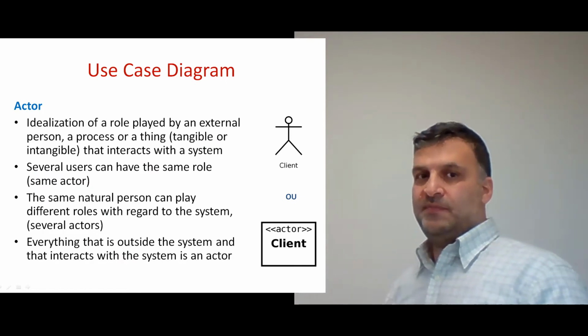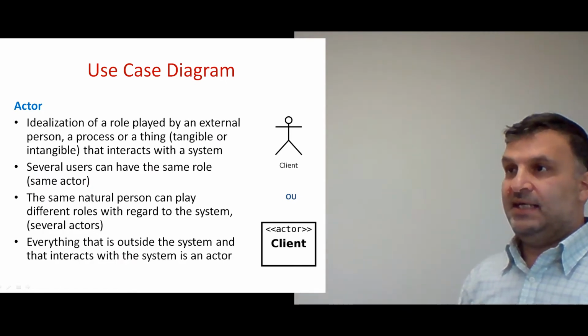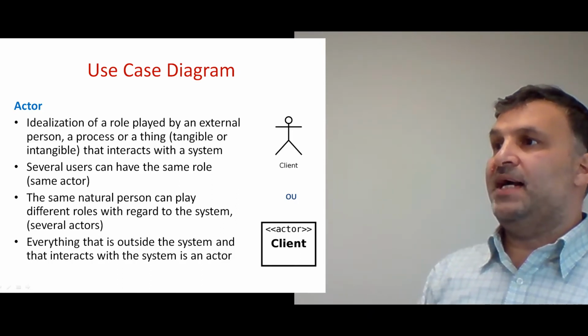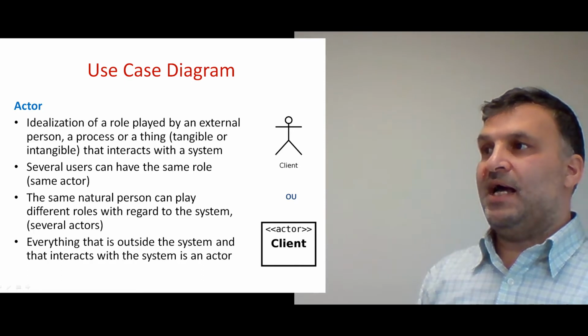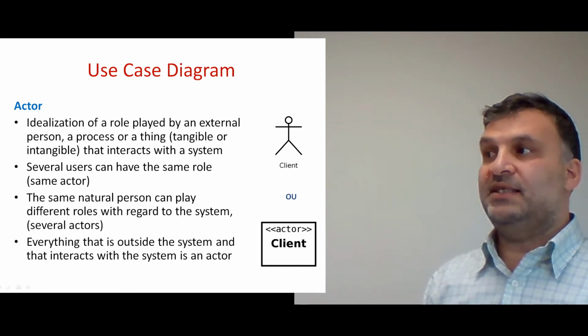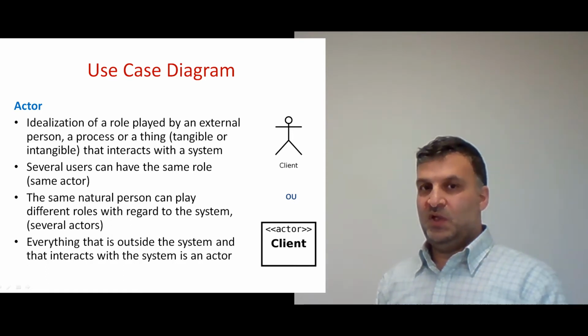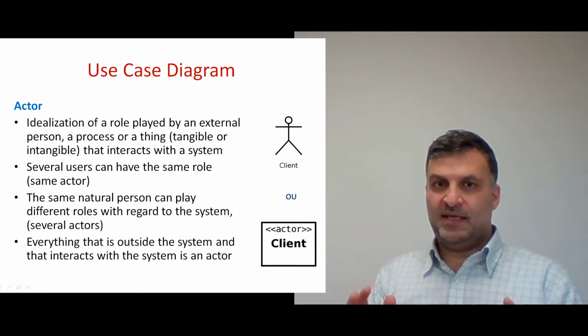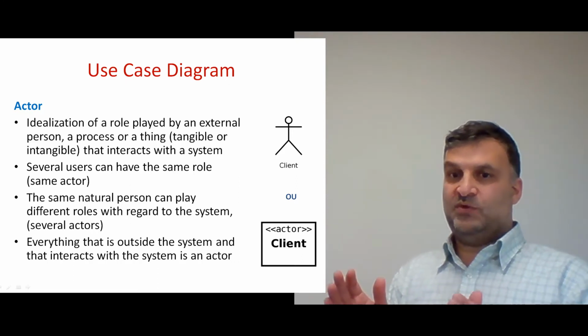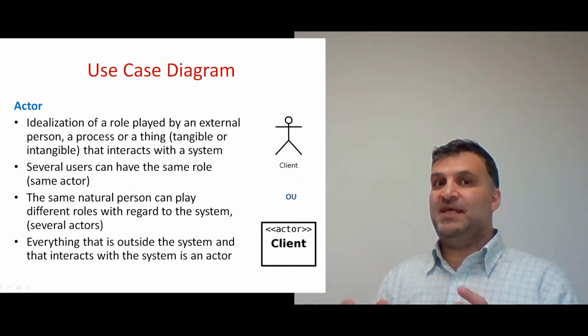Who is the actor in a use case diagram? It is an idealization of a role played by an external user, a process or a thing, tangible or intangible, that interacts with a system. The actor may be a physical or non-physical entity. As we say, it may be a service, it may be a program.